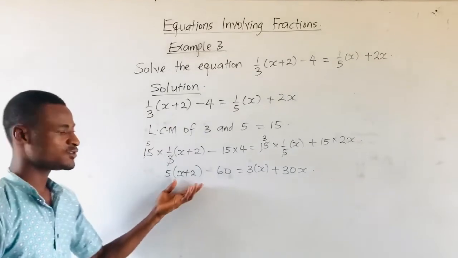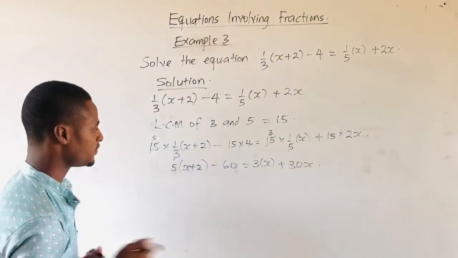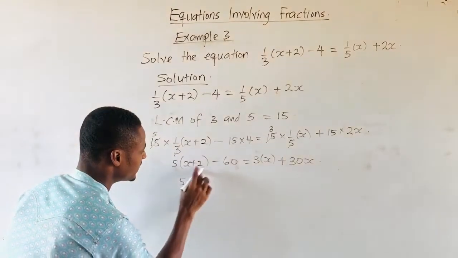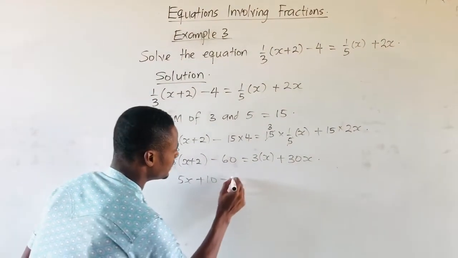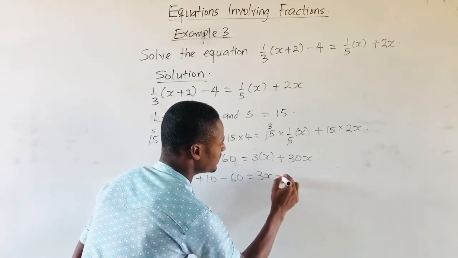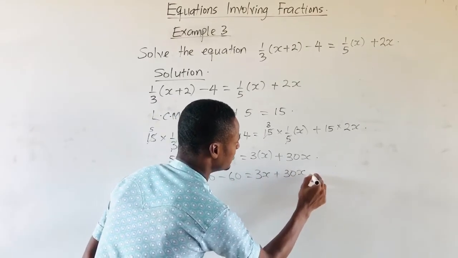Then the next thing is to expand the bracket, which we have done previously. 5 times x is 5x. 5 times positive 2 is 10. Minus 60, and that's equal to 3x plus 30x.